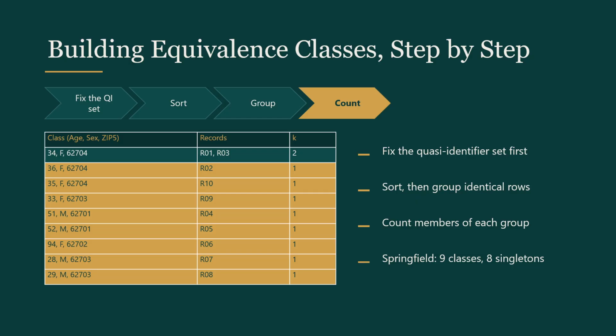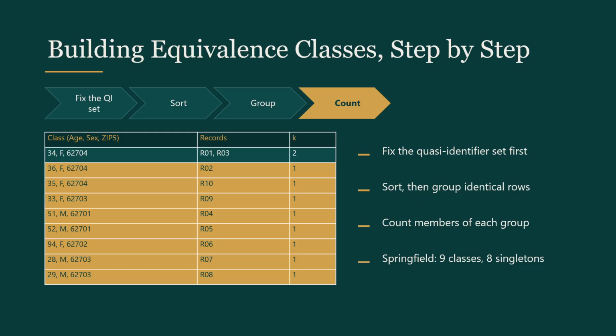Step 2. Sort the table on those 3 fields. Step 3. Group rows whose values agree on all 3. Step 4. Count each group. An equivalence class is exactly that, the set of records sharing identical values on the chosen quasi-identifiers. Walk Springfield with me. R01 and R03 are both 34, female, 62704, so they form one class of 2.